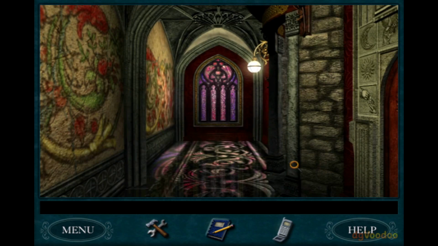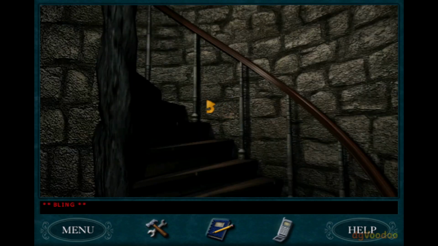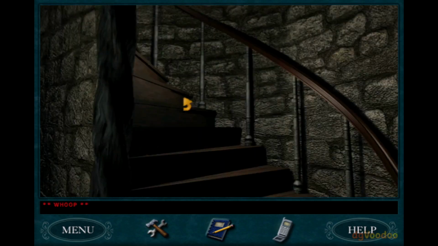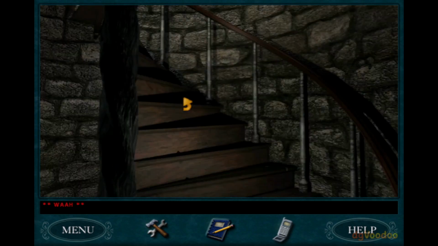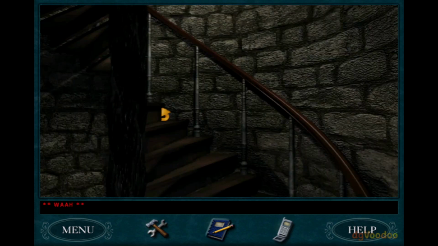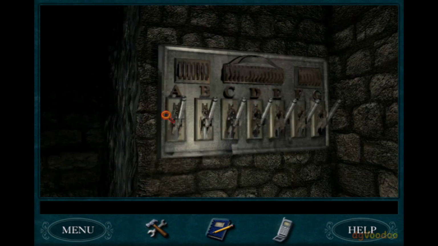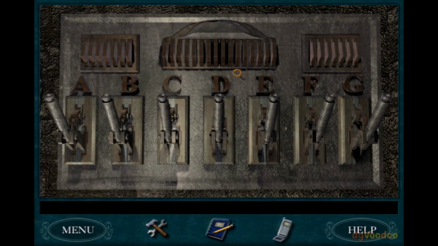So, should we go see what's up the stairs then? What? The stairs are making noises. And then we've got some kind of something here. I'm not going to touch this yet because I have no idea what this is and what it does.